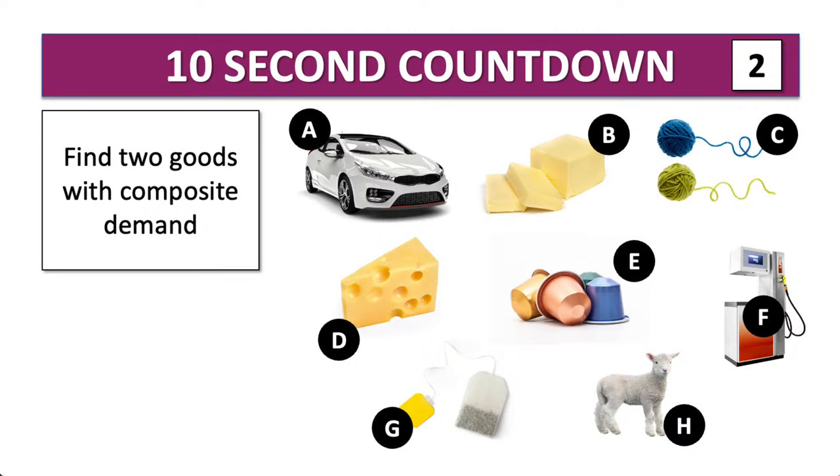Just wait a couple more seconds. There's a couple of answers coming through. We've got G and H, C and H with a question mark. Think about what composite demand is.